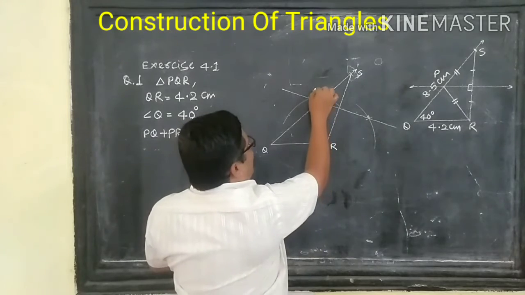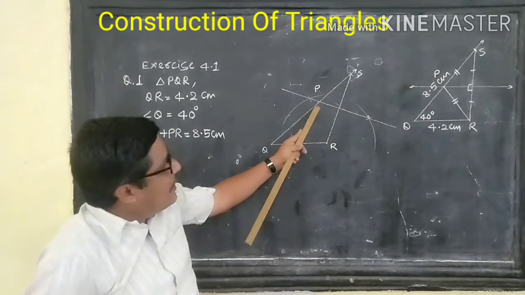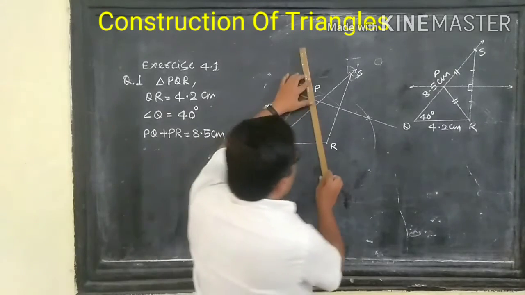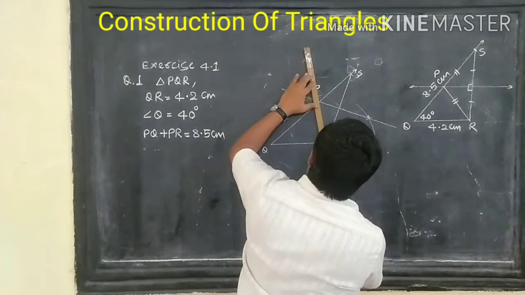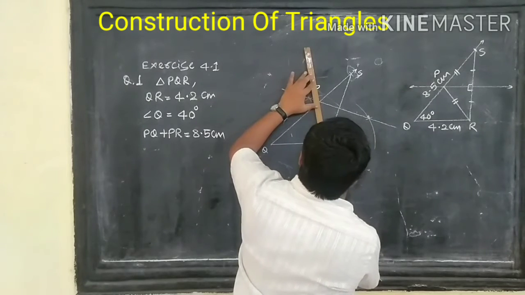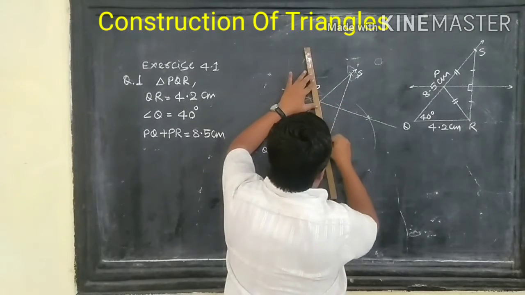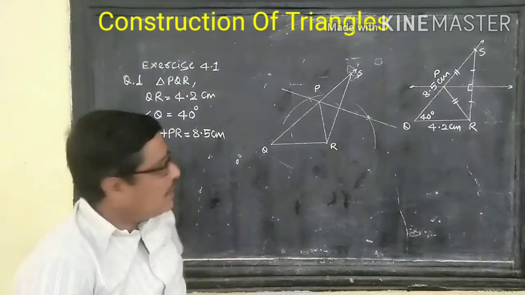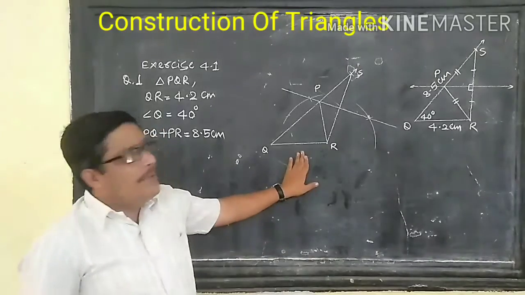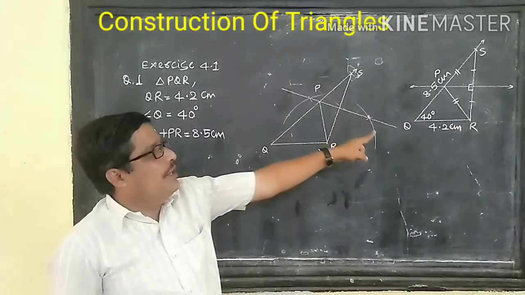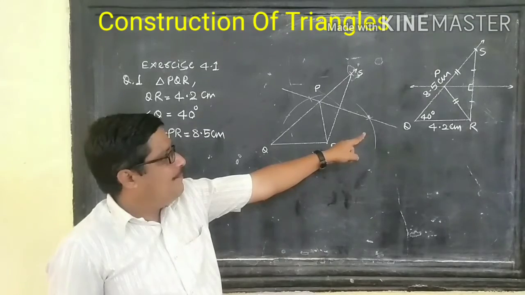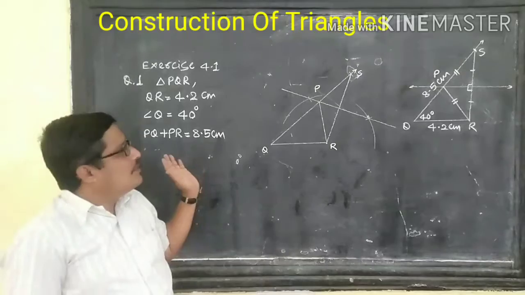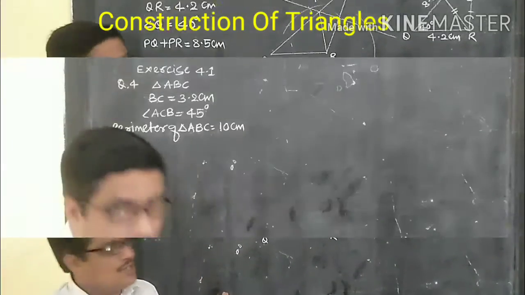So here we got point P. After getting point P, we have to join P and R. Therefore, draw segment PR. So this is the construction. Here no need to write the measurements in this figure if you are drawing a rough diagram. So in this way you can solve this type of construction.